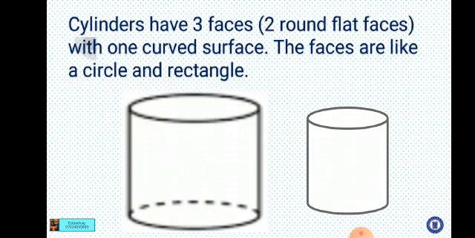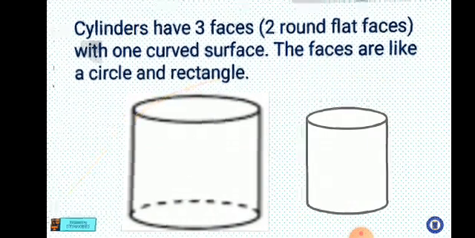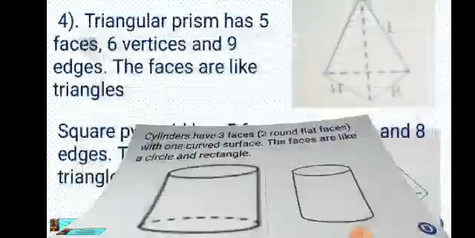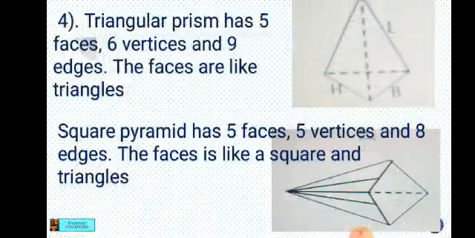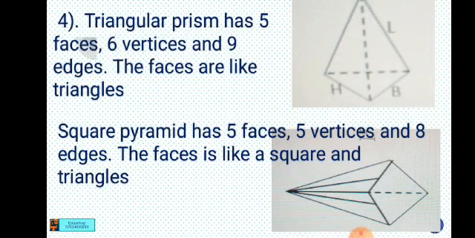Number 4, triangular prism has 5 faces, 6 vertices and 9 edges. The faces are like triangle. Square pyramid has 5 faces, 5 vertices and 8 edges. The faces are like a square and triangles.